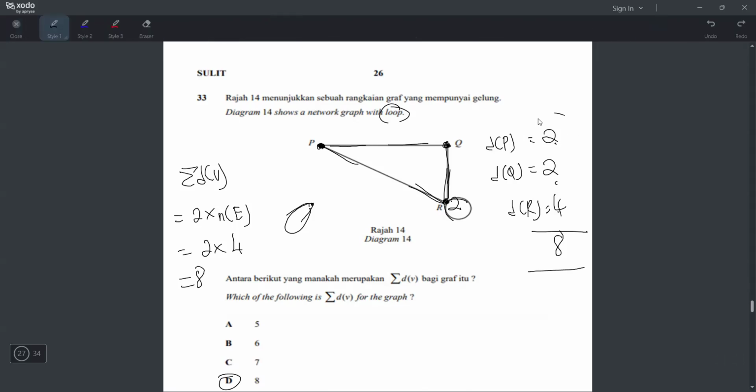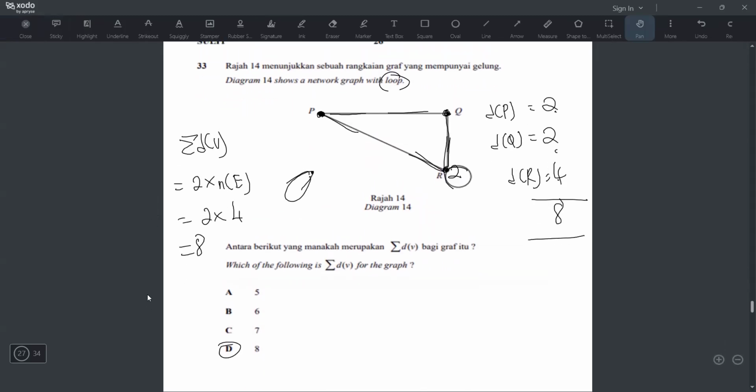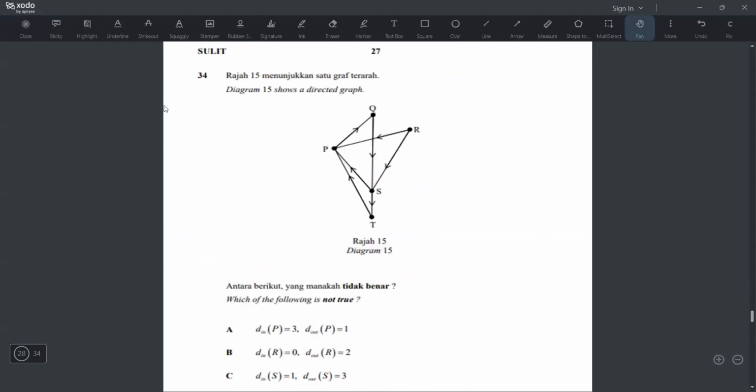I just want to teach this because I want to make sure you all know how to count the degree of a loop. Just want to make sure you all know how to find the degree of a loop. All right, so hope you understand. That's all.